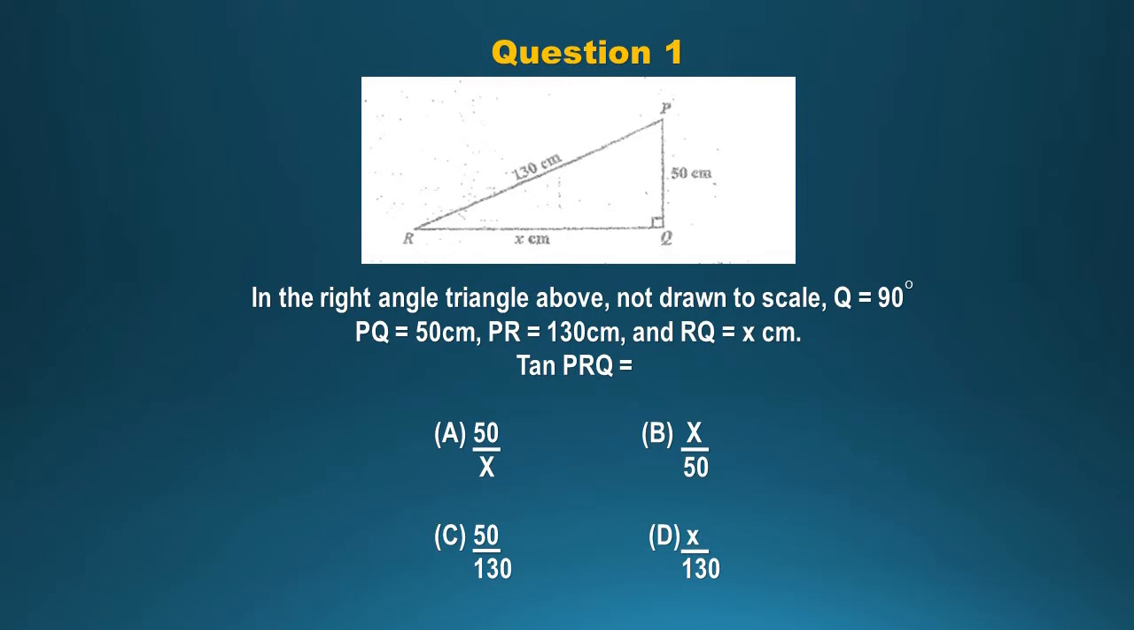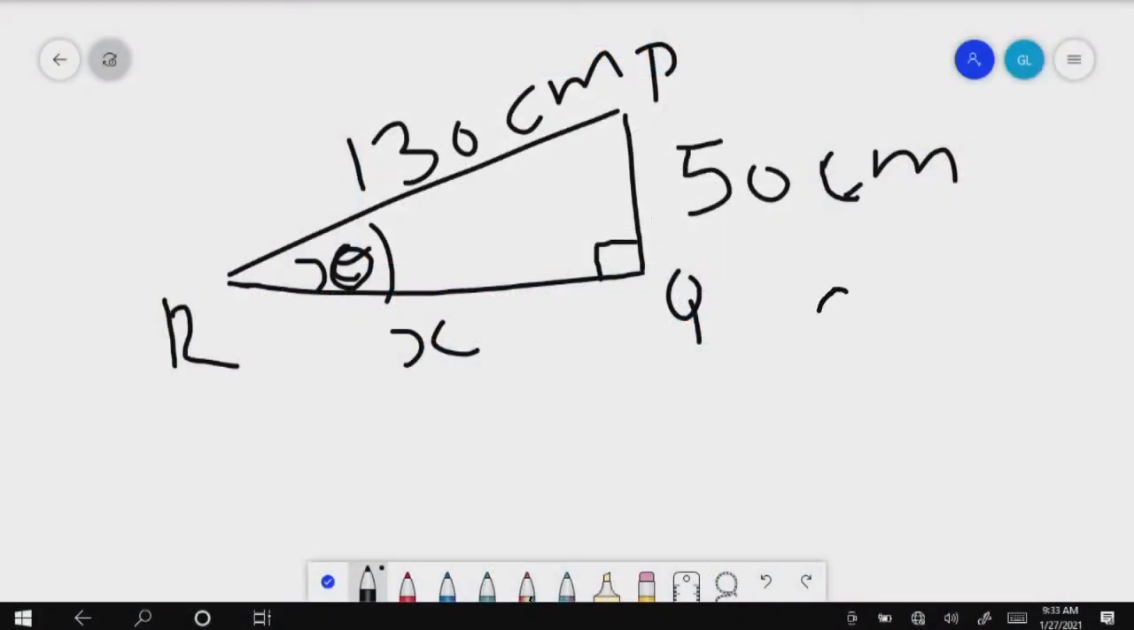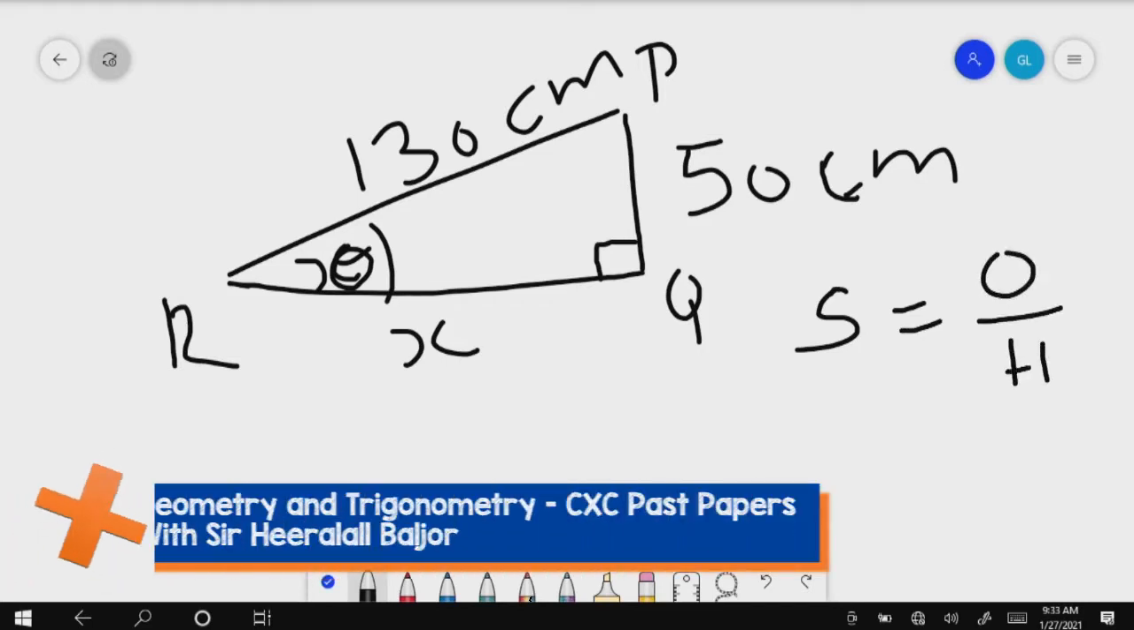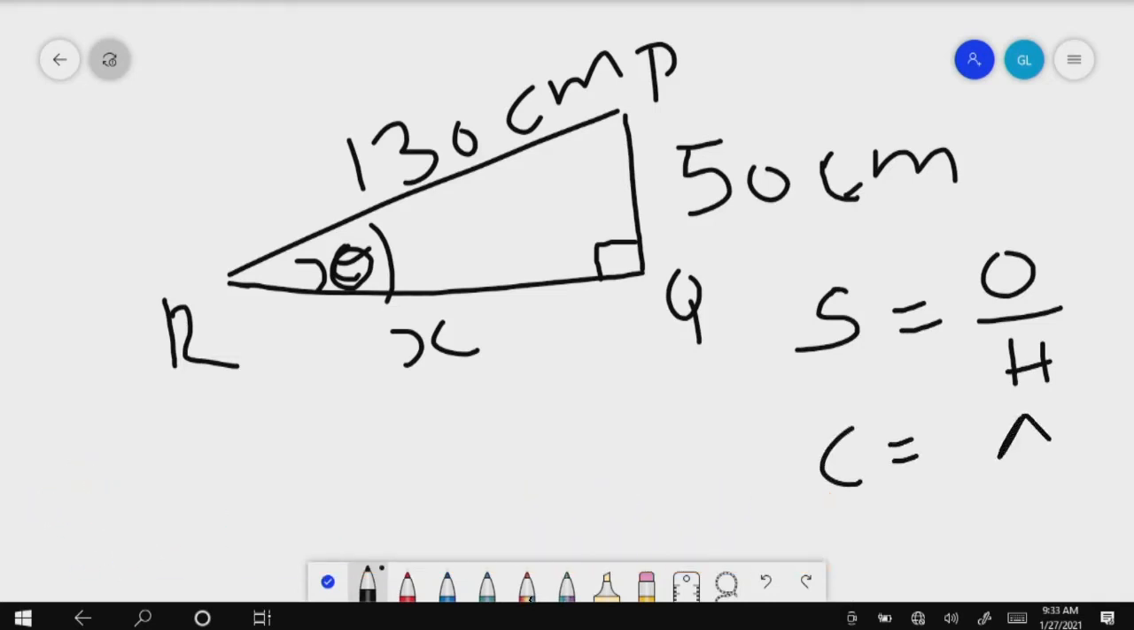Tan PRQ would be the angle at R. Now, using the trigonometric ratios: sine is equal to opposite upon hypotenuse, cos is equal to adjacent upon hypotenuse, and tan is equal to opposite upon adjacent. They're asking us for tan PRQ.